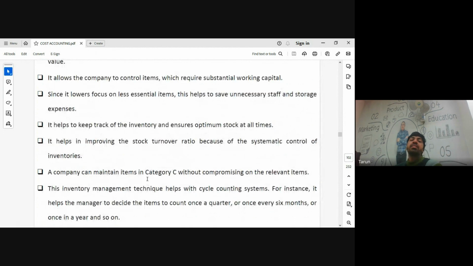This technique is also helpful with cycle counting systems. For example, it helps the manager decide which items to count once a quarter, or every month, or every 6 months, or once a year, and so on. So this method always works with cycle counting systems as well, in deciding how much time period would be required, and this analysis tool will also help in that.